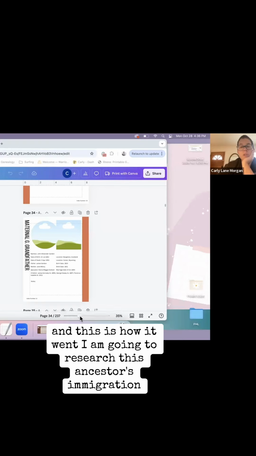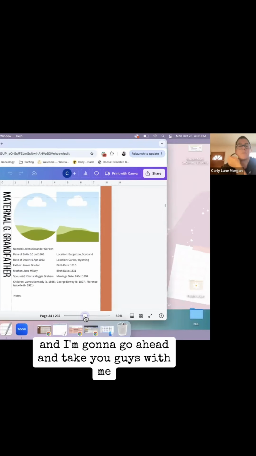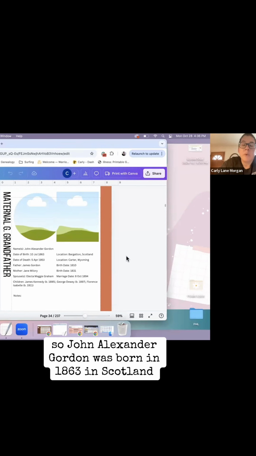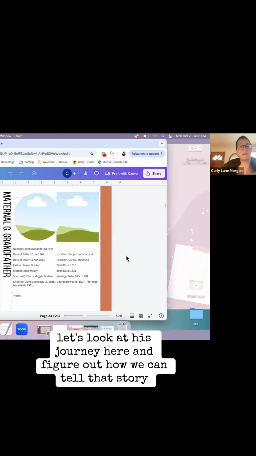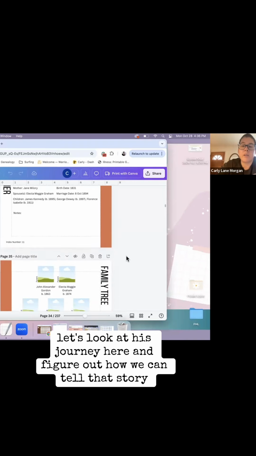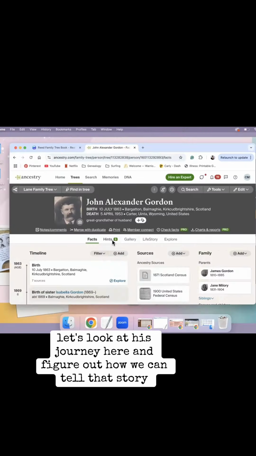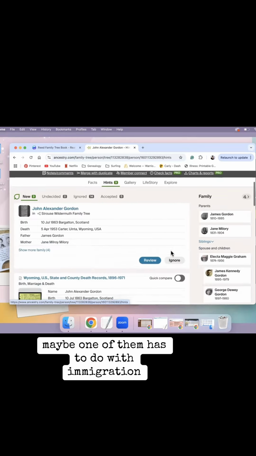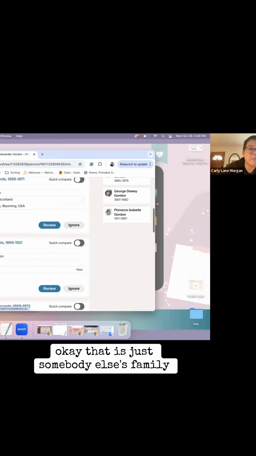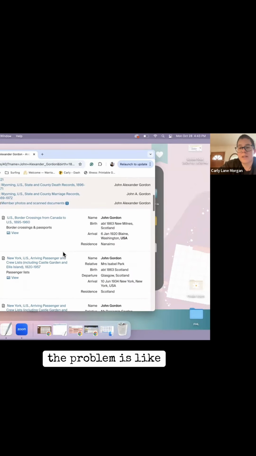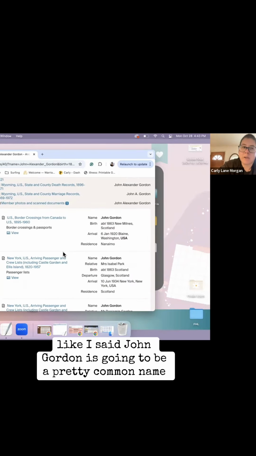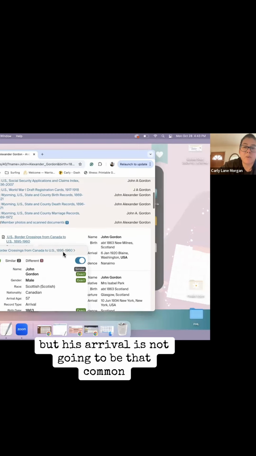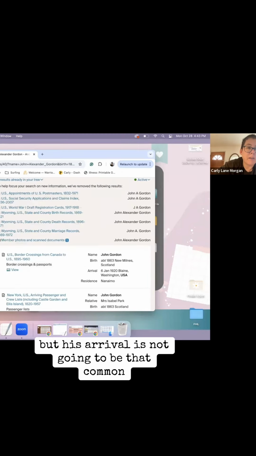I am going to research this ancestor's immigration, and I'm going to take you with me. John Alexander Gordon was born in 1863 in Scotland and died in Wyoming. Let's look at his journey and figure out how we can tell that story. I got 9 hints on him that I haven't dealt with. Maybe one of them has to do with immigration. Okay, that is just somebody else's family. The problem is John Gordon is a pretty common name, but his arrival is not going to be that common.